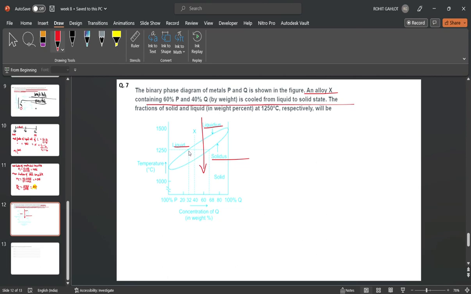This is a simple problem. Here this is your liquidus, so below this you need to see this line, this point, then this point, and thirdly this point. These three points will be your lever line. So try to solve this.